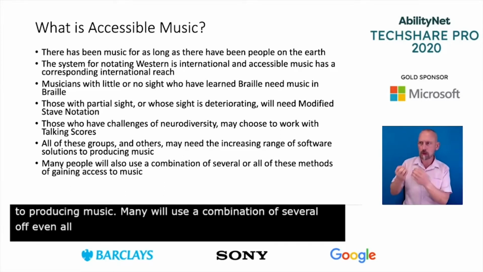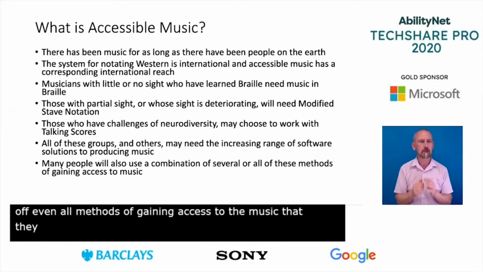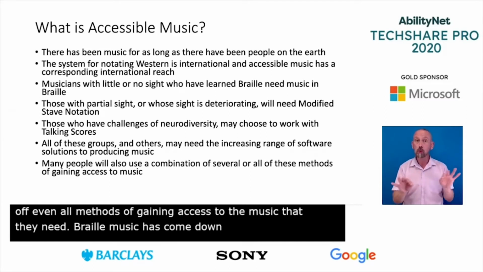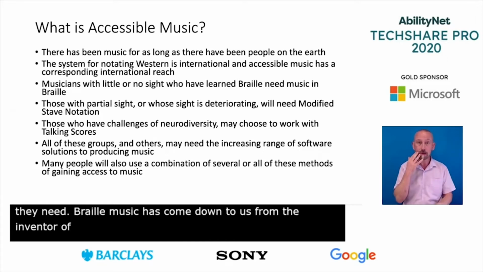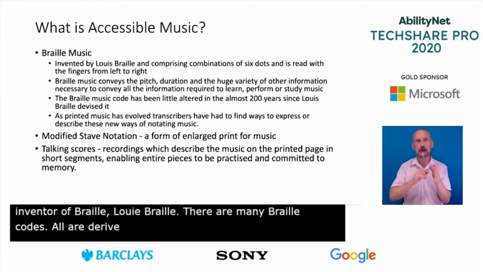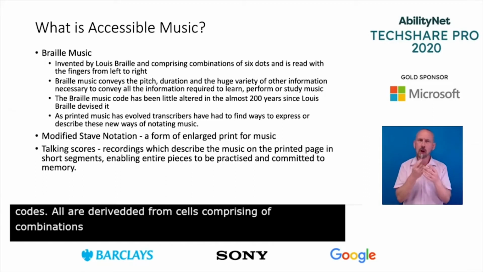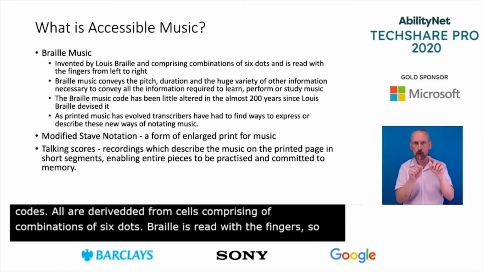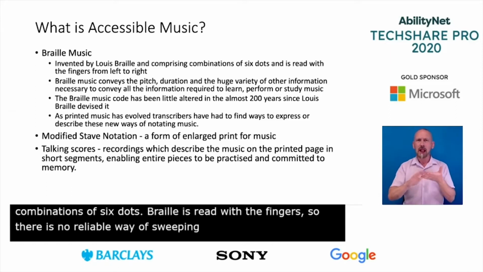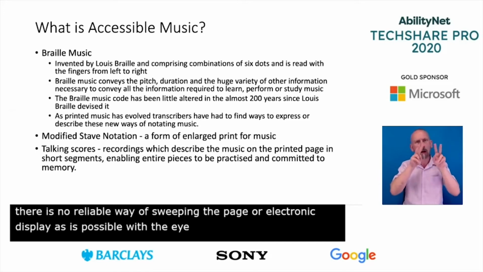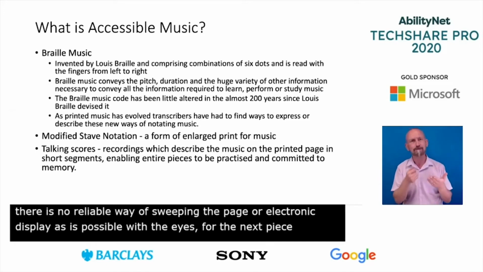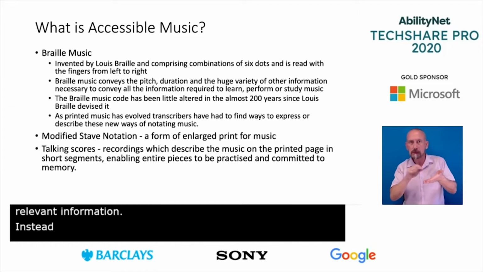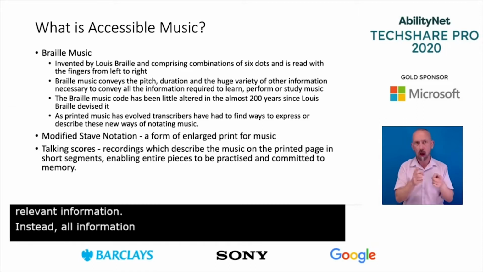Braille music has come down to us from the inventor of Braille, Louis Braille. There are many Braille codes, and all are derived from cells comprising combinations of 6 dots. Braille is read with the fingers, so there is no reliable way of sweeping the page or electronic display, as is possible with the eyes, for the next piece of relevant information. Instead, all information must be read sequentially.